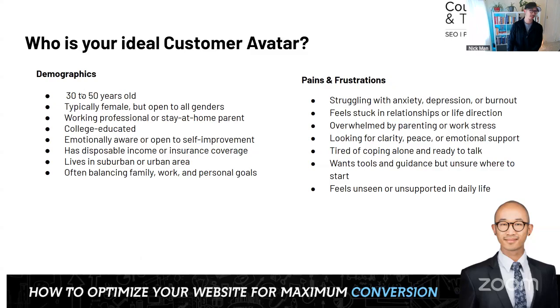So, for example, things you can think about are the demographics. Who are your ideal clients? They're 30 to 50-year-old, typically female, but open to all genders, working professional or stay-at-home parent, college educated, maybe high school, and emotionally aware or open to self-improvement, have disposable income. All of these are different ideas for your customer avatar, and that changes slightly the language and the words you use on your website and your communication.